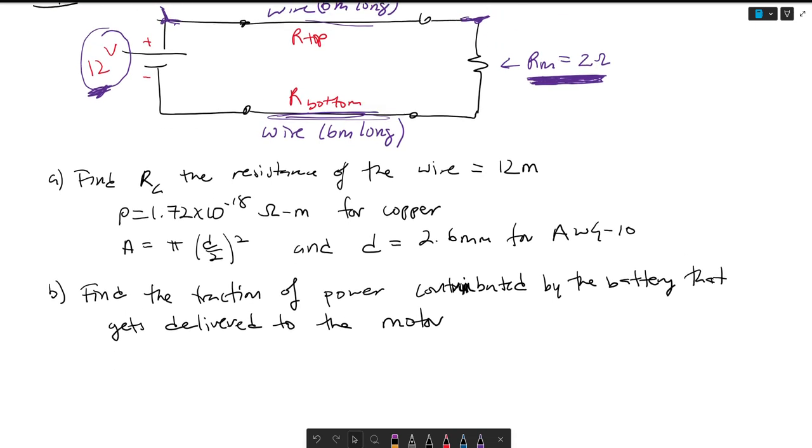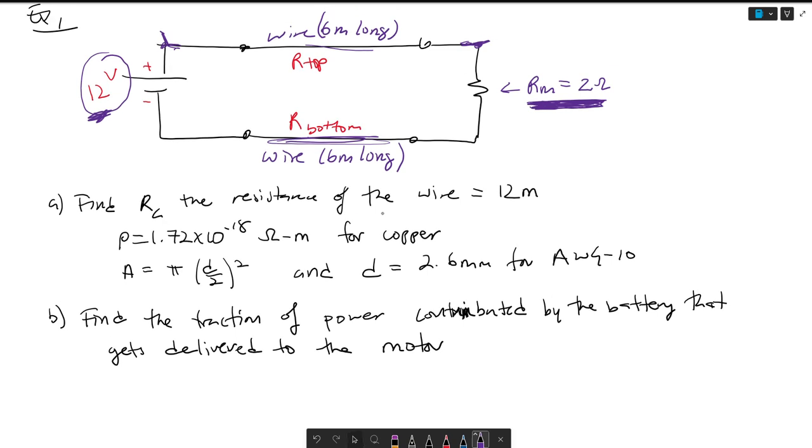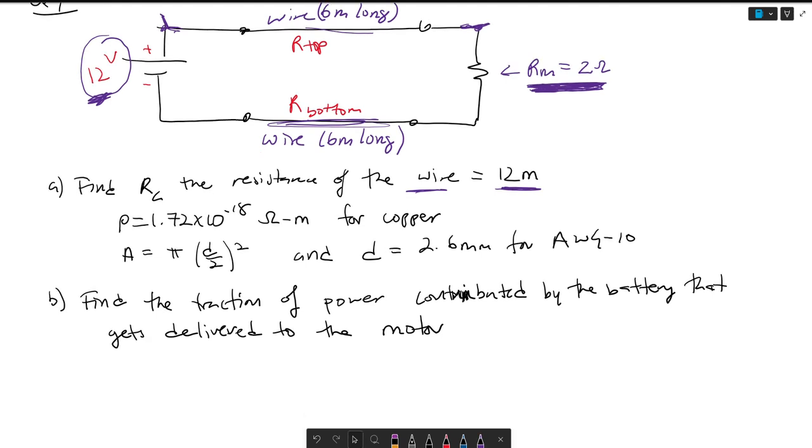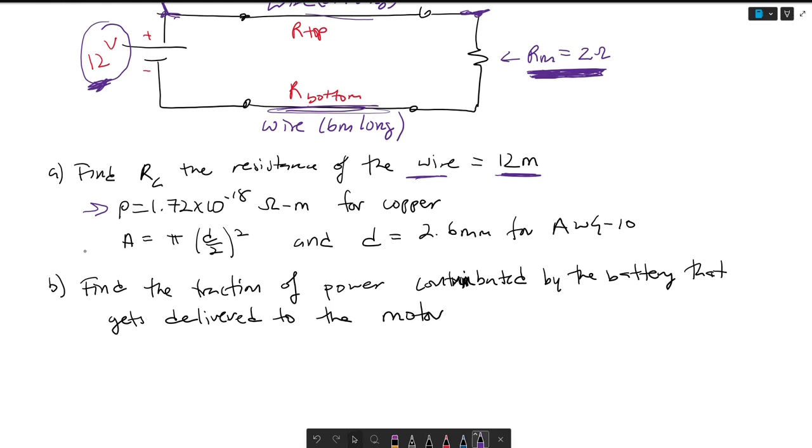So the first question says, find the resistance of the wire given that the total wire is 12 meters. And for copper, we're using a copper wire in this case, our resistivity is 1.72 times 10 to the negative 18 ohm meters. And the area, which is given by this AWG 10, has a diameter of 2.6 millimeters.